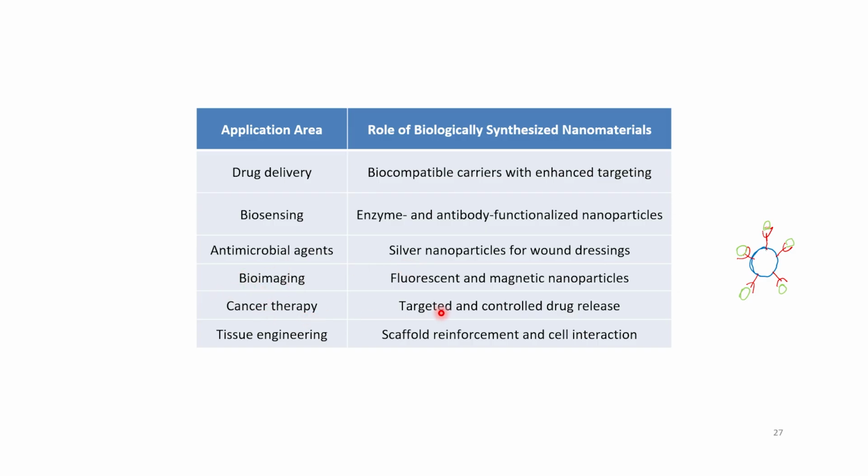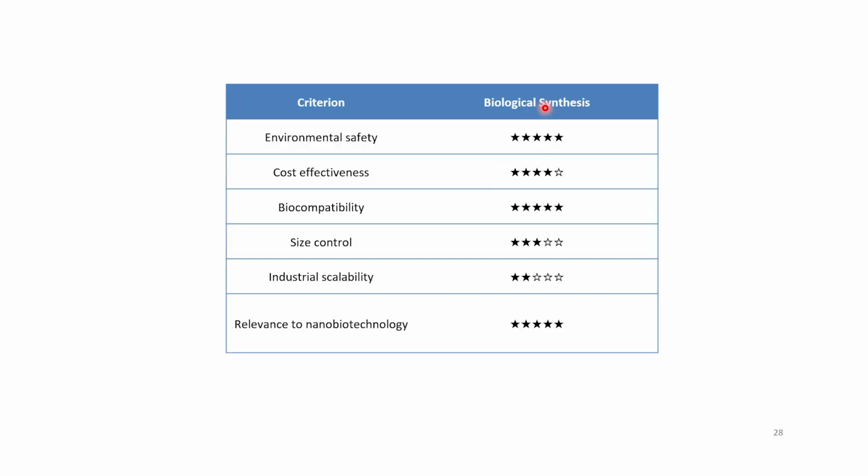Then in cancer therapy, for targeted and controlled drug release, and for tissue engineering, scaffold reinforcement and cell interaction. So, cellular interaction can be used for tissue engineering purposes. So, these are the roles of biologically synthesized nanomaterials, and these are the application areas where it is suitable. So, that is biological synthesis. And how many stars do we give for biological synthesis?